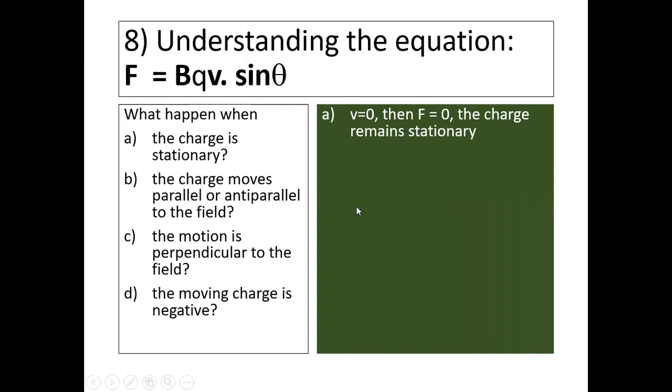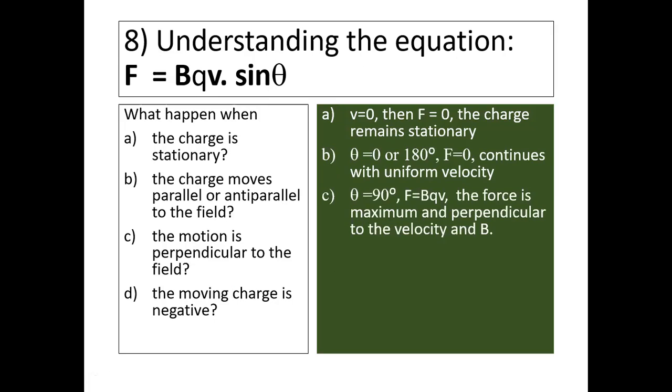Charge moves parallel or anti-parallel to the field. What will happen? Will we get deflected? Parallel means this is 0, anti-parallel means 180 degrees. So what do you get? 0. No force, so you continue to move with uniform velocity. It doesn't change direction. Motion is perpendicular to the field: this is 90 degrees, sine 90 is 1, so the force is maximum.